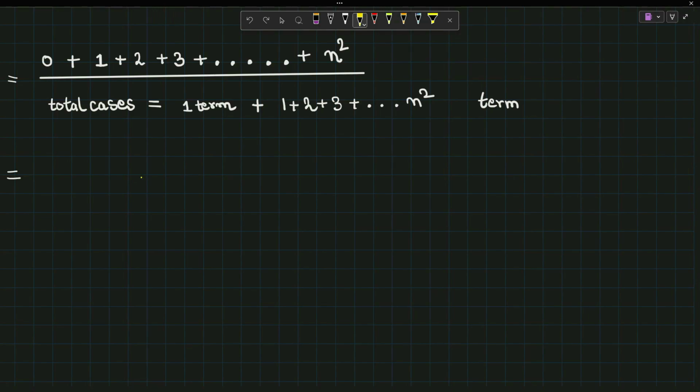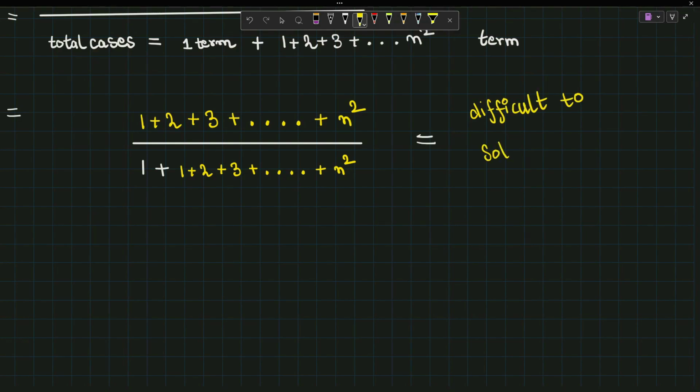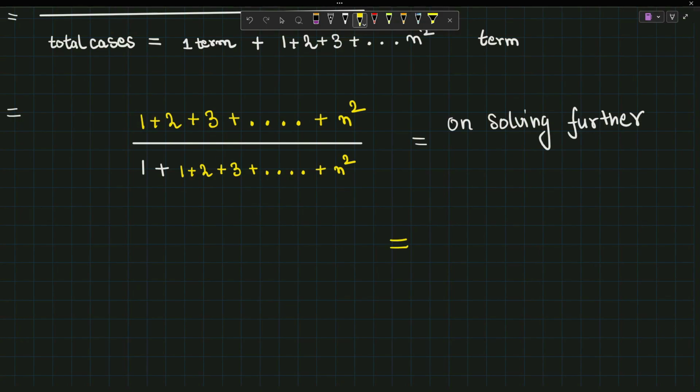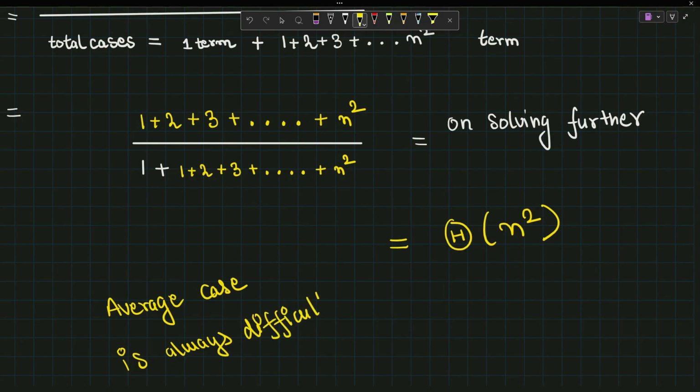If we try to solve this, we can lose very much time, so I will tell you the direct answer. On solving further, our running time complexity comes out to be theta of n square. As I said in previous videos, finding the running time complexity for an average case is very difficult, so we will try to avoid it in our upcoming videos.